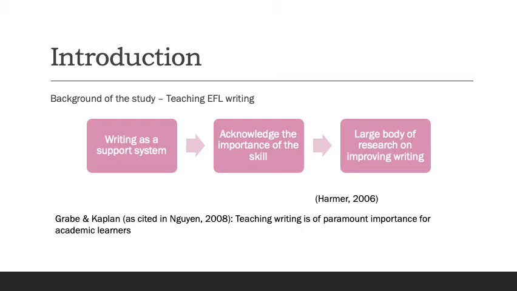But gradually, educators and teachers acknowledged the importance of the skills, and they started to think about the ways to improve students' writing. In fact, there's been a large body of research on improving writing, and we can easily find a lot of materials everywhere. According to Grab and Kaplan, as cited in Nguyen 2008, teaching writing is of paramount importance for academic learners. It's not just some kind of importance, but of paramount importance.